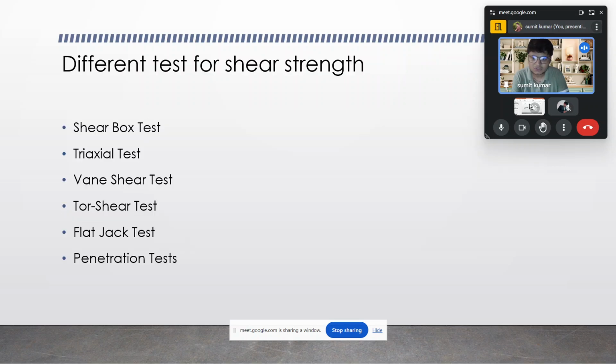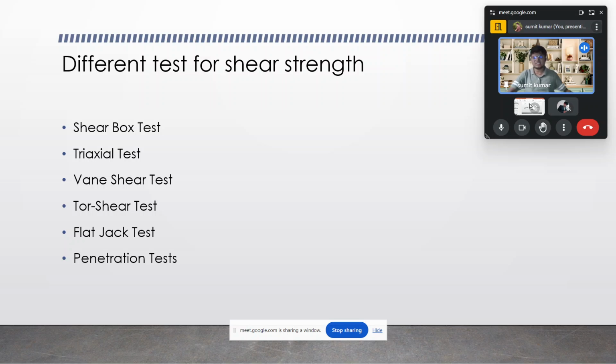Okay, so we understood those concepts. After that, we talk about the different types of tests which we perform in the analysis to find the shear strength, or how much shear stress is acting. The different tests are the shear box test, that is nothing but the direct shear test, the second is the triaxial test, third is the vane shear test, fourth is the torsional shear test, fifth is the flat jack test, and the sixth is the penetration test.